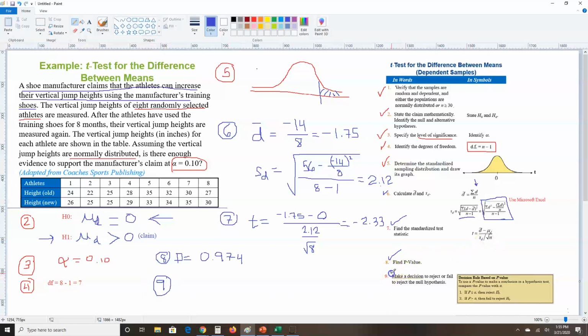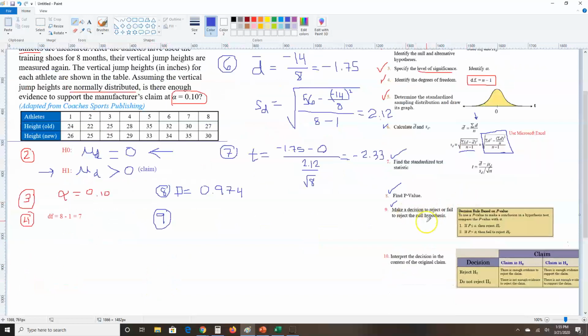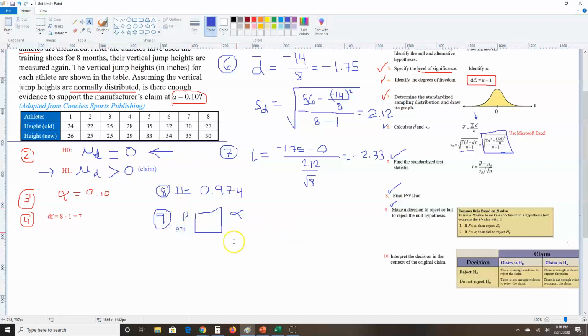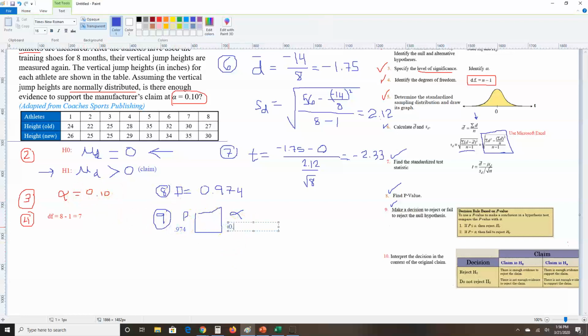Now we're going to do step 9. And that step 9 is right here. Okay. And we're going to make the decision. How do you make the decision? You compare the p-value against alpha. That's basically what you're doing. What's my p-value? We just found it in step 8, it's 0.974. How much is my alpha? You can see in step 3, that's 0.10.